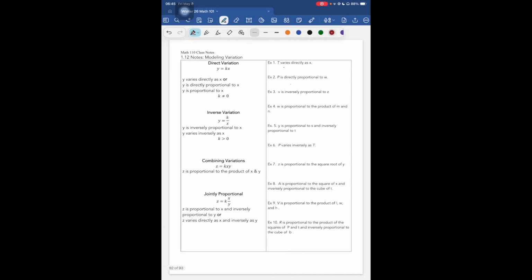Okay, our next section is going to be 1.12. And in 1.12, we're going to be looking at verbiage, and we're going to be creating equations. And then eventually we're going to take that verbiage, create equations, and then solve for variations. And so this is called modeling variations, and then we'll solve for variations.